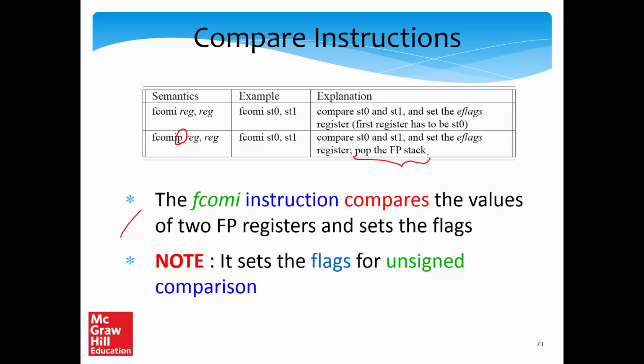So here is a very important point. A lot of students make mistakes on this point, and this is a very common source of bugs while writing assembly programs with floating point operands. The source of the bugs is as follows.